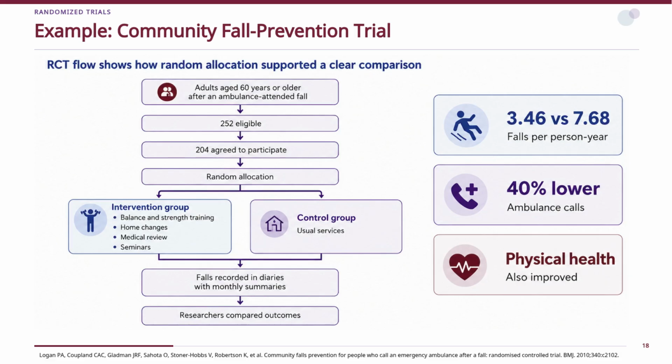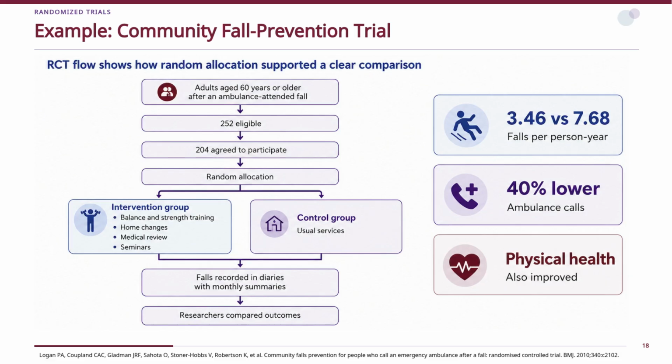The experimental group received a fall prevention program that included balance and strength exercises, changes in the home to remove tripping hazards and install grab bars, a medical review to prevent overmedication and control blood pressure, and group sessions about fall prevention. The control group continued to use their usual social and medical services. All participants recorded their falls in a diary and sent a summary every month.